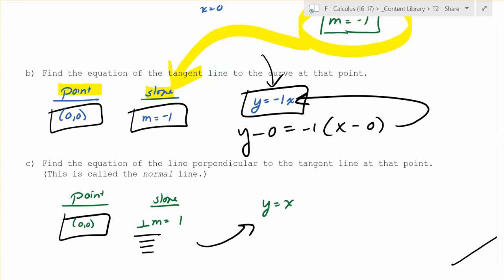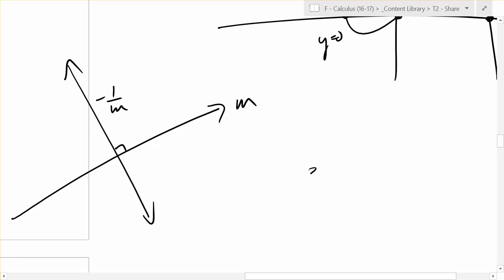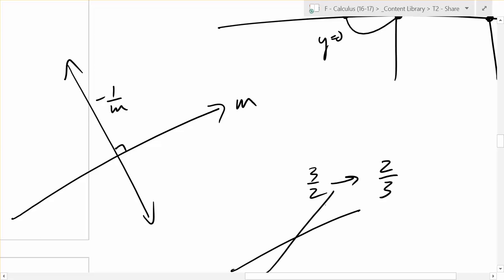What do you think the common mistake is? People forget one of those things. They just do the opposite, or just the reciprocal. They're like, oh, the slope is 3/2, so the perpendicular slope is 2/3. Nope, that would look like this. Or they just make it negative, and it's not the same. You need to do opposite reciprocal.